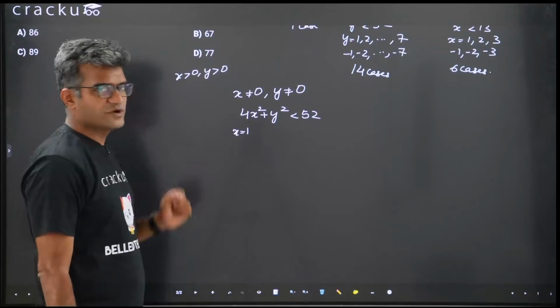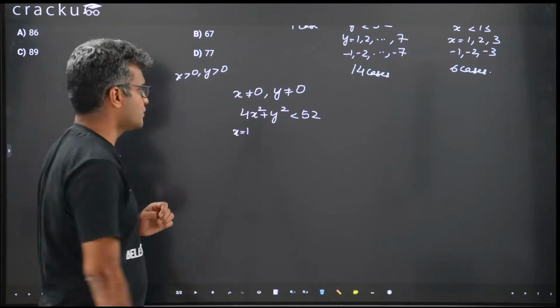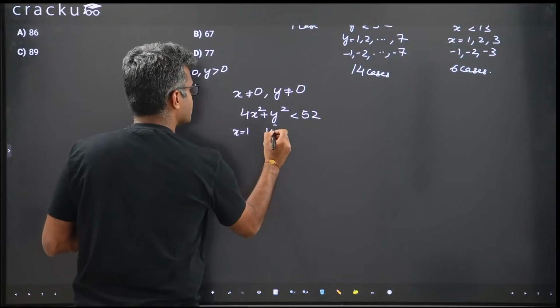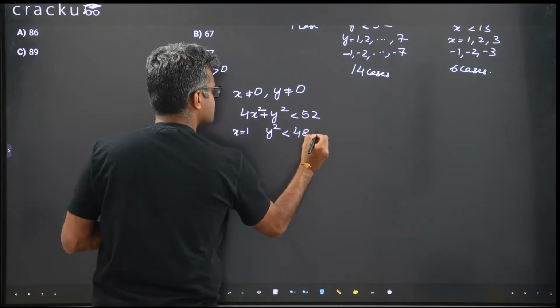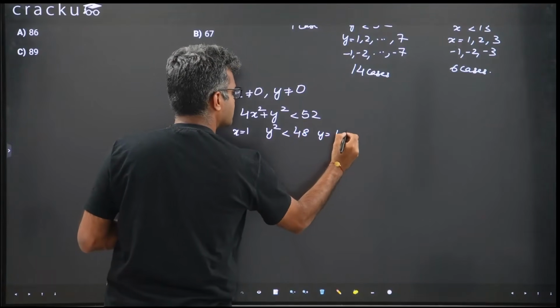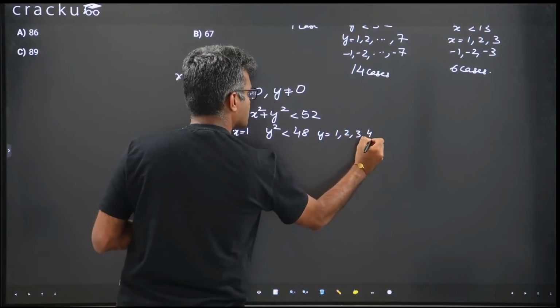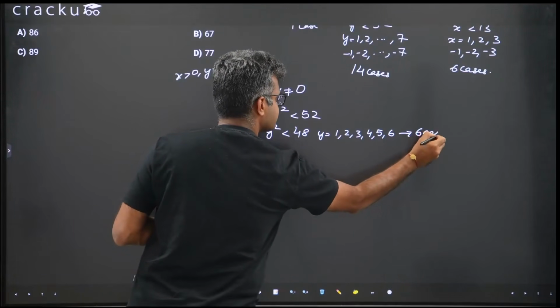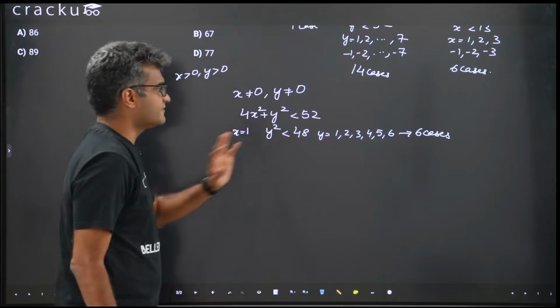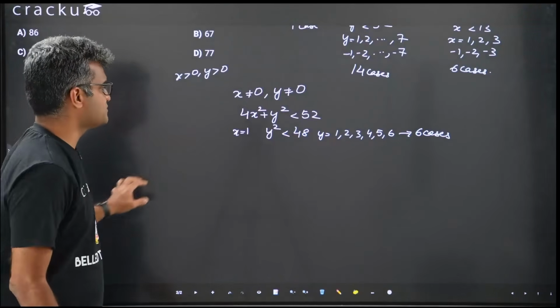Then what is the value of 4x square? 4x square will be 4, or you will have y square is less than 48. So the values y can take are 1, 2, 3, 4, 5 and 6. There are 6 cases. Again, we are only assuming that y is positive and x is positive.